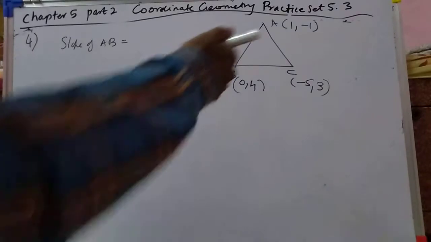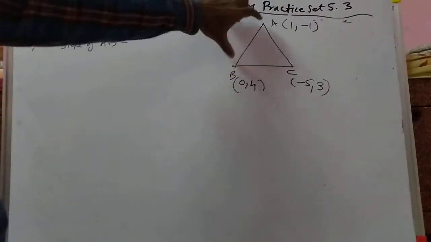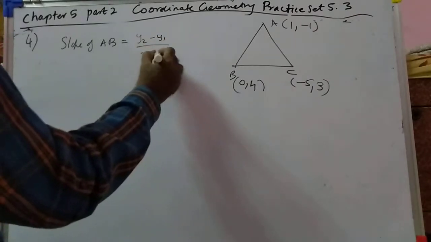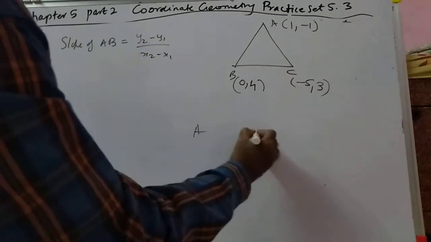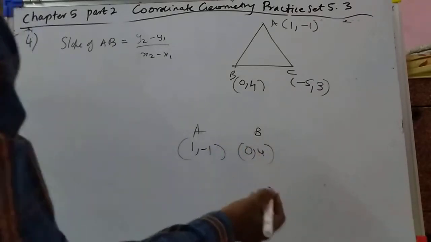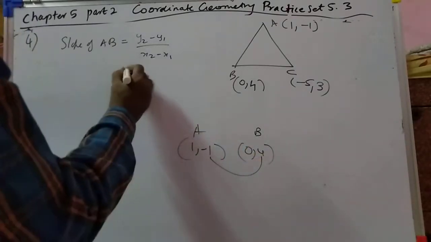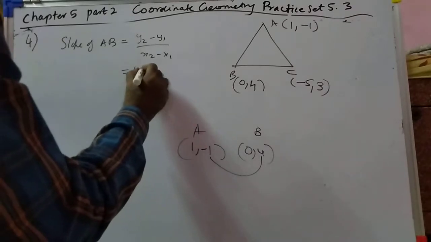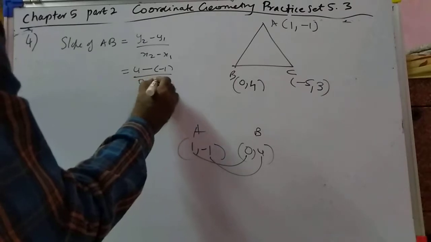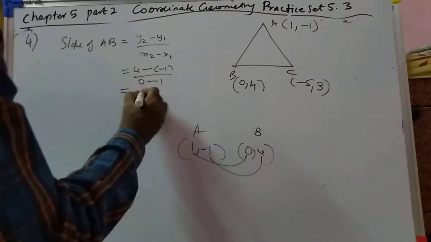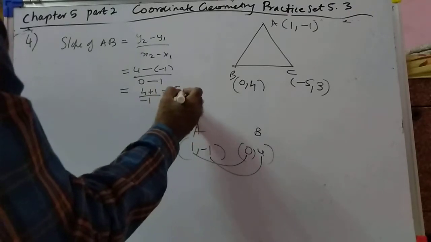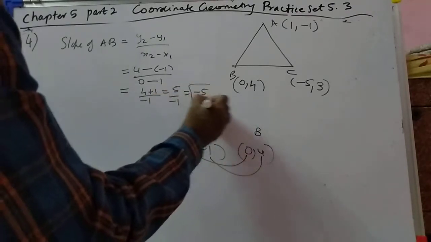Fourth problem is, they have given a triangle, you want to find the slope of AB. Slope is y2 minus y1 upon x2 minus x1. Take A and B here. So that will become 4 minus of minus 1, 0 minus 1. So that will become 4 plus 1 upon minus 1. That is equal to 5 upon minus 1. That is equal to minus 5.